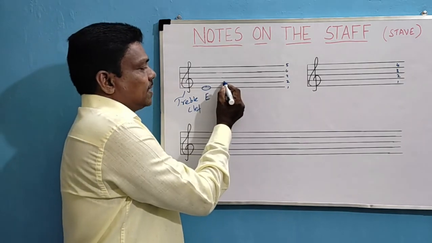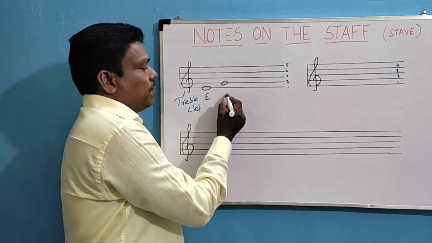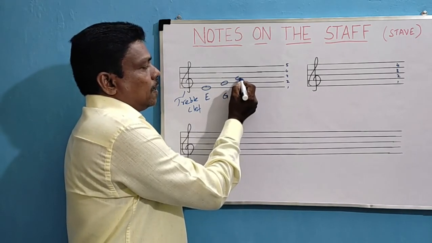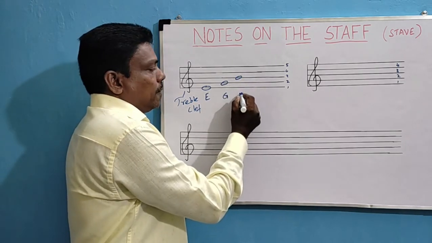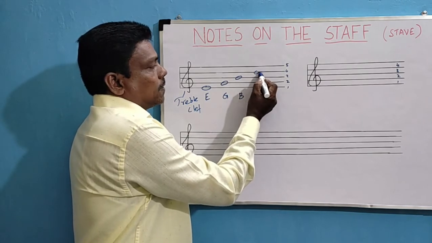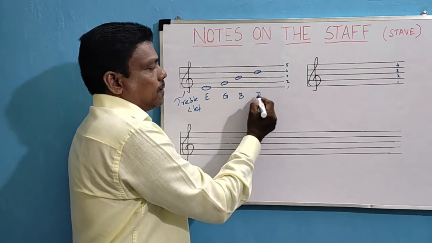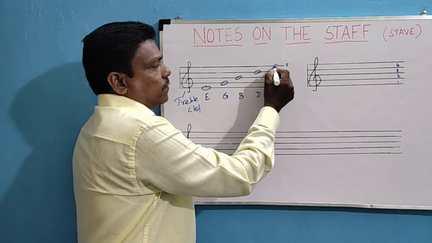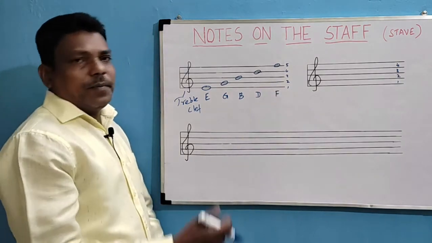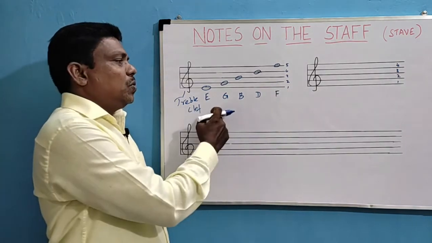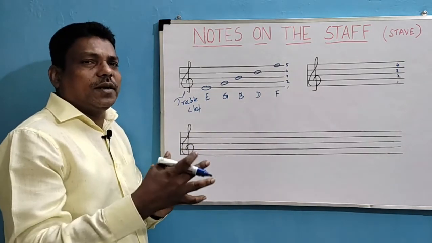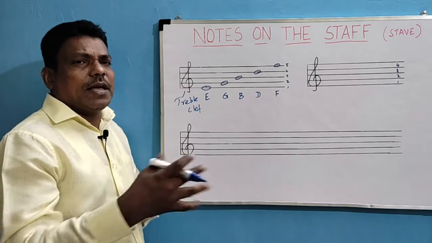If you write a note on the second line, the note is G. If you write a note on the third line, the note name is B. If you write a note on the fourth line, its name is D. And the note on the fifth line is F. It may be a little confusing how to remember these letters, the alphabets are somewhat jumbled: E, G, B, D, F.